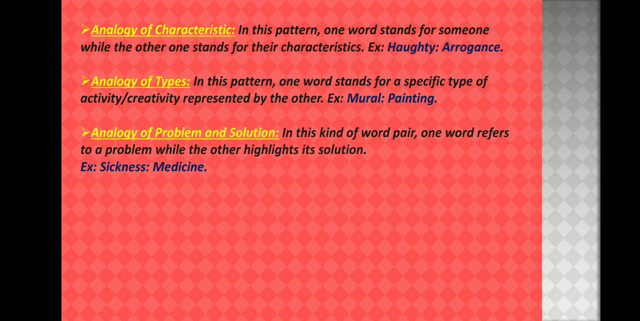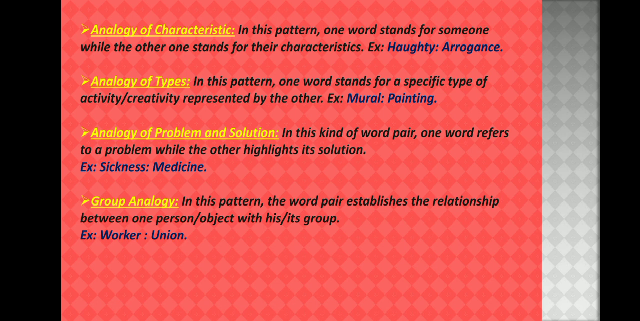Sorry. Analogy of problem and solution. In this kind of word pair, one word refers to a problem while the other highlights its solution. For example, sickness, medicine, litigant, court, etc. Next, group analogy. In this pattern, the word pair establishes the relationship between one person or object with his or its group. For example, worker, union.